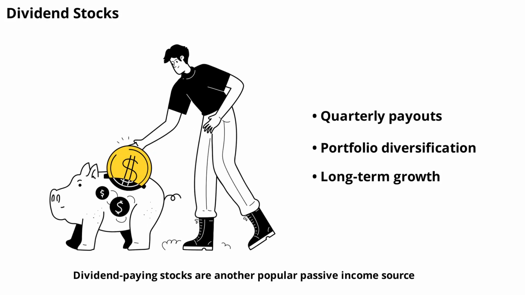Dividend-paying stocks are another popular passive income source. When you invest in companies that pay regular dividends, you receive a share of their profits, usually quarterly. This stream can grow over time as you reinvest dividends and the value of your stocks increases. It's important to research companies, diversify your portfolio, and understand the risks involved. While the returns may start small, they can compound significantly over the years.